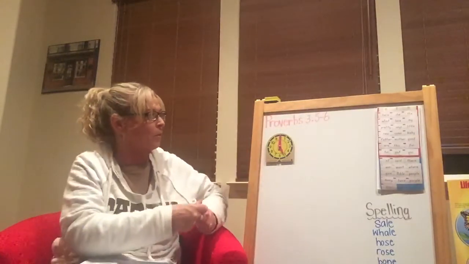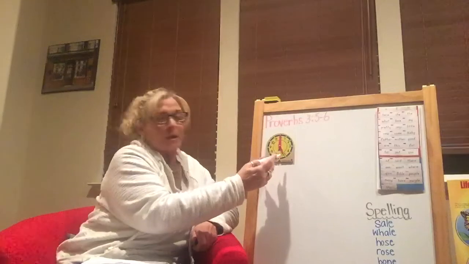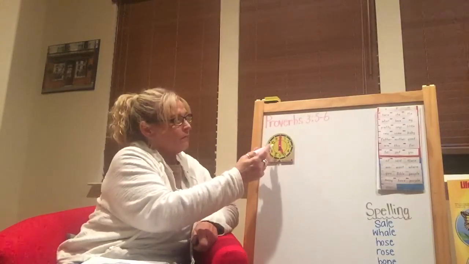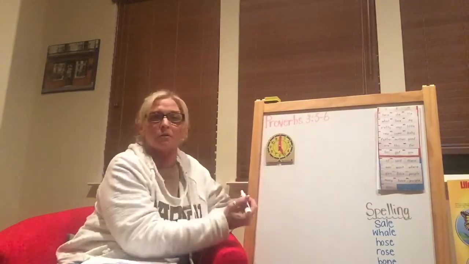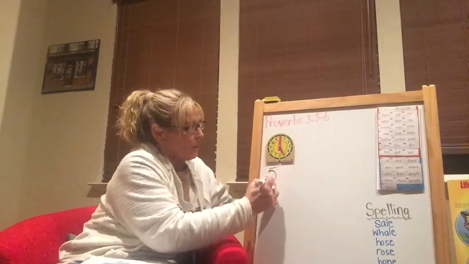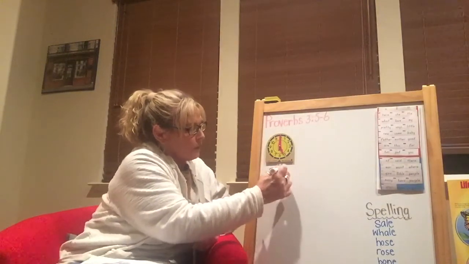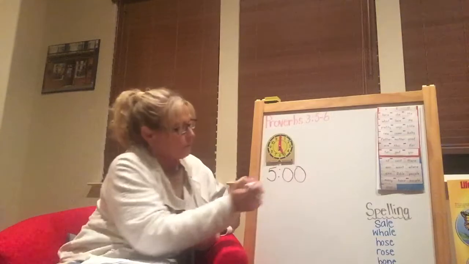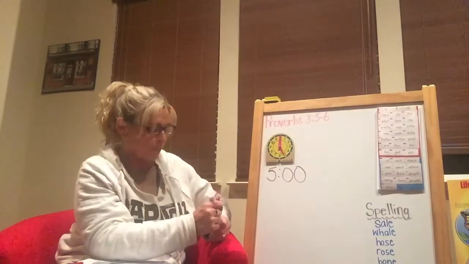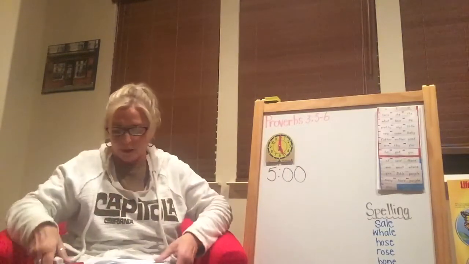So looking at this one up on the board here, the hour hand, the shortest, is to the 5, and the longer hand, the minute hand, is to the 12. And the way I'm going to write that would be 5 o'clock. 5 o'clock. And I'm sure you remember that, but just a quick little reminder.